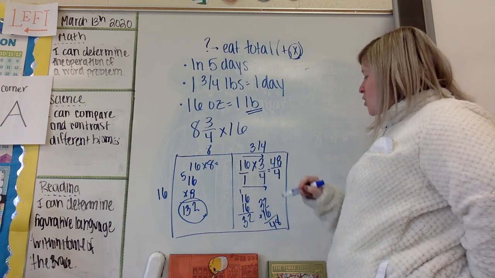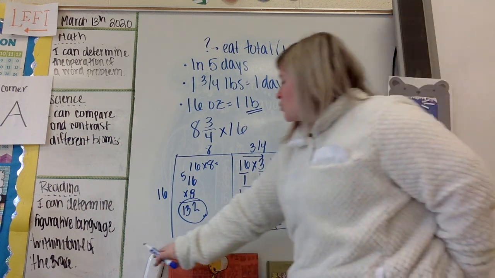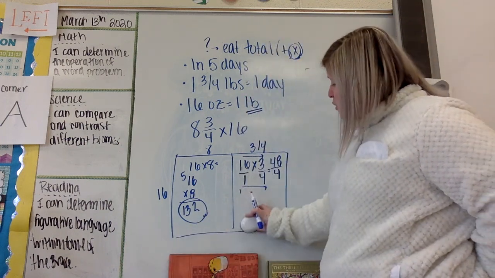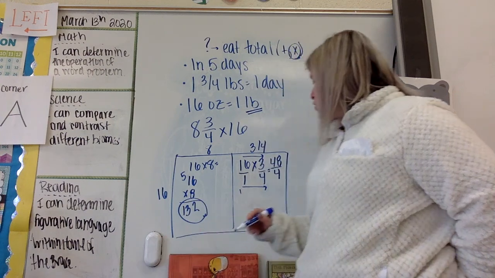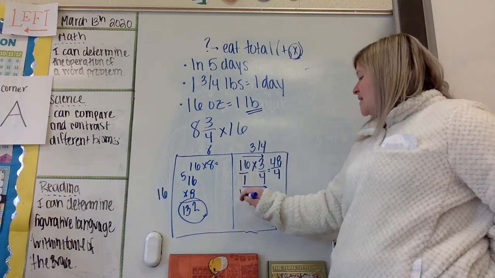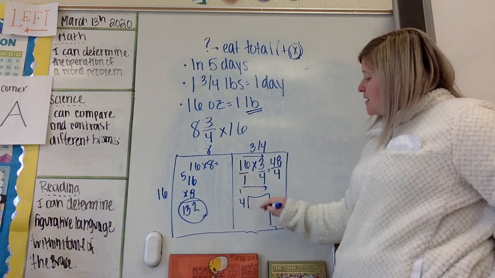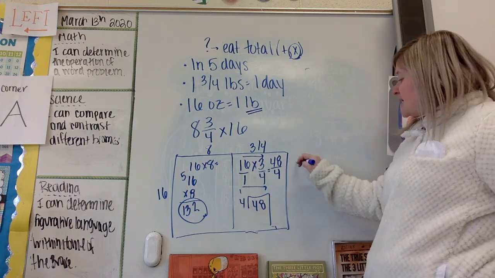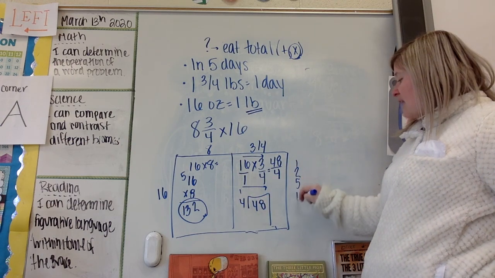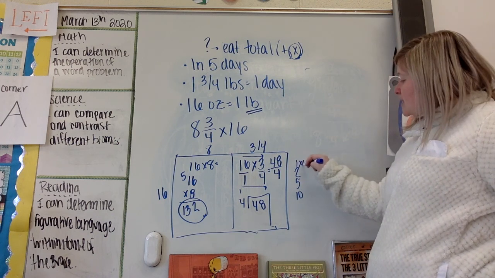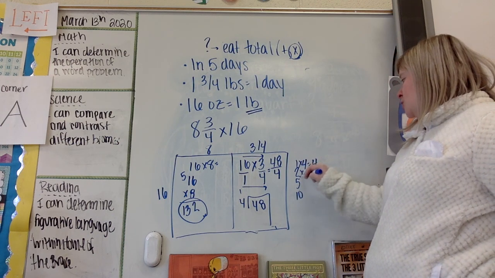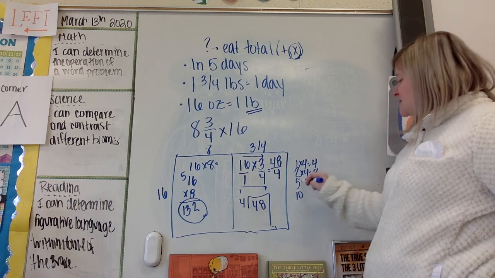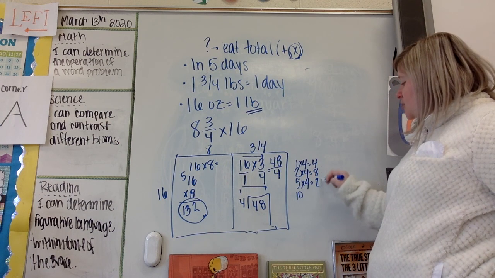So now I have 48/4, which is an improper fraction, which tells me I need to turn it into a mixed number by dividing. So 4 is on the outside. 48 goes on the inside. And if I needed my easy facts, I can do 1, 2, 5, and 10. 1 times 4 is 4. 2 times 4 is 8. 5 times 4 is 20.